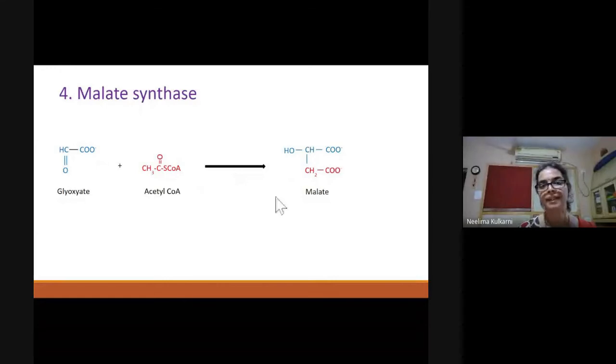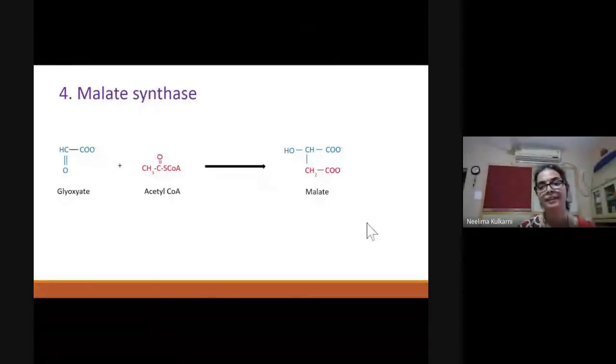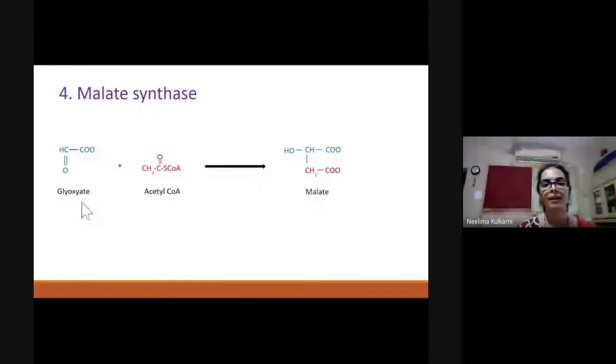This is the malate synthase enzyme. It is a different enzyme as compared to the malic enzyme or malate dehydrogenase enzyme. It synthesizes malate. Malate dehydrogenase can also synthesize malate by reversal of TCA cycle reaction from oxaloacetate. This enzyme synthesizes malate by combining 2-carbon glyoxylate with the other 2-carbon compound acetyl coenzyme A.